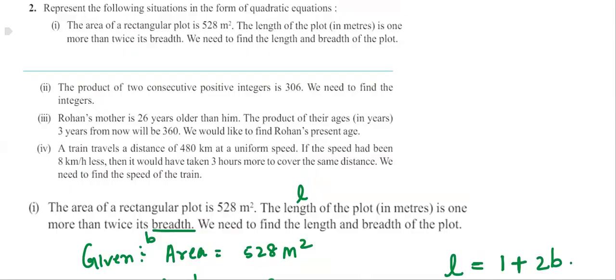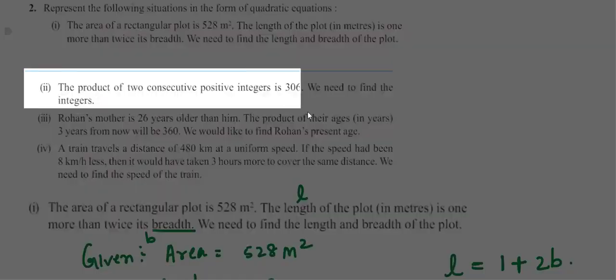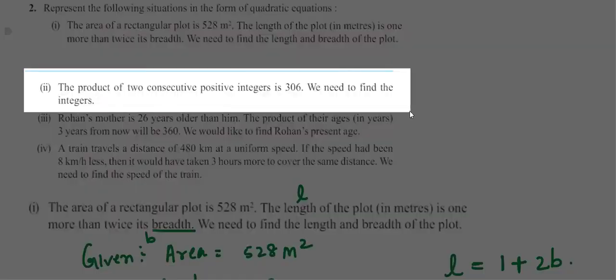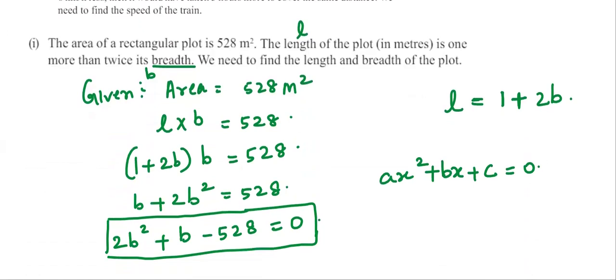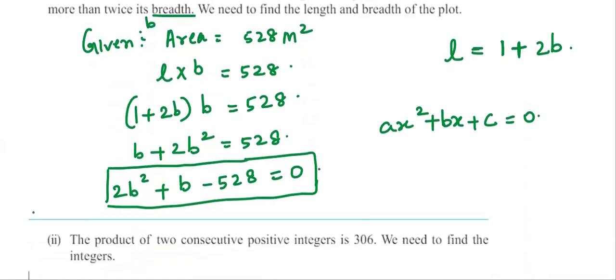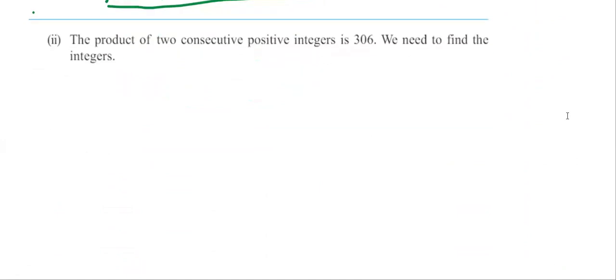What is the second question? The product of two consecutive positive integers is 306. We need to find the integers, but this one we're not going to find the integers. We'll just form the equation for this one. This is a product, so when you multiply two consecutive positive integers, it is 306.